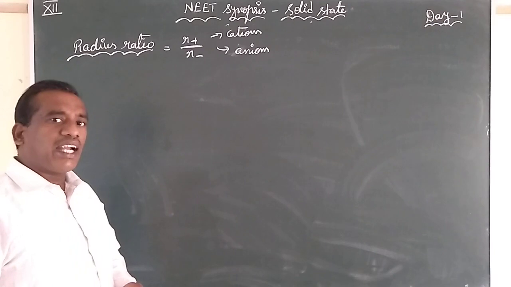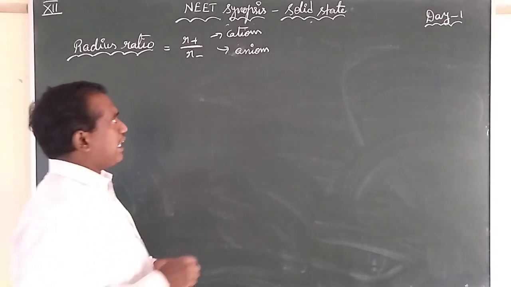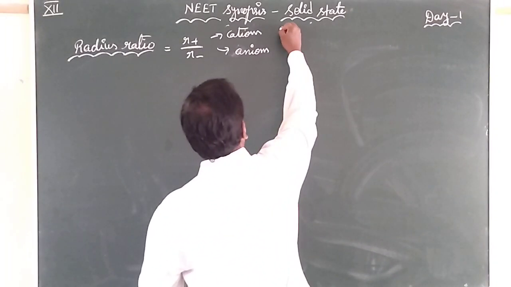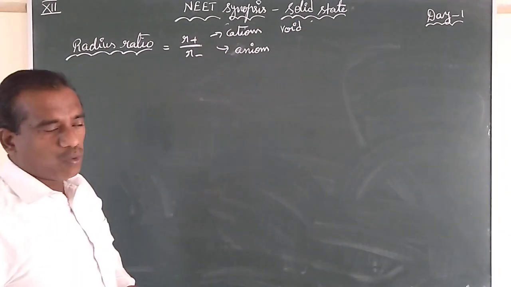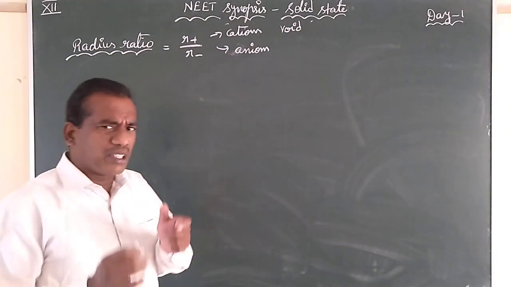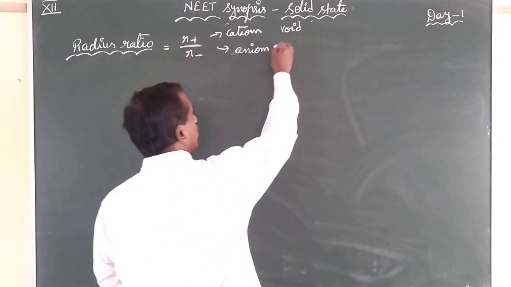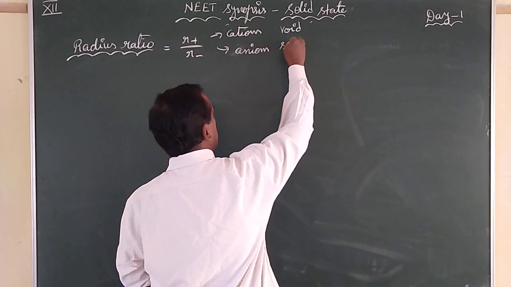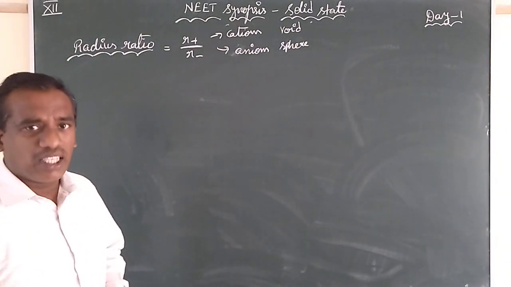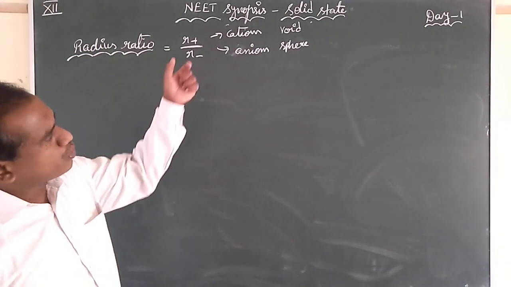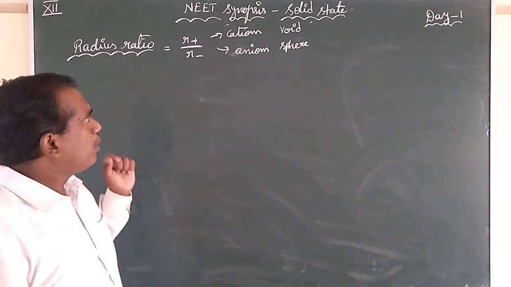So, what will these cations do? These cations will occupy the void, meaning the empty space, whereas the anions will be in the form of spheres, or in the form of circles. So that is what is useful from the next point of view.